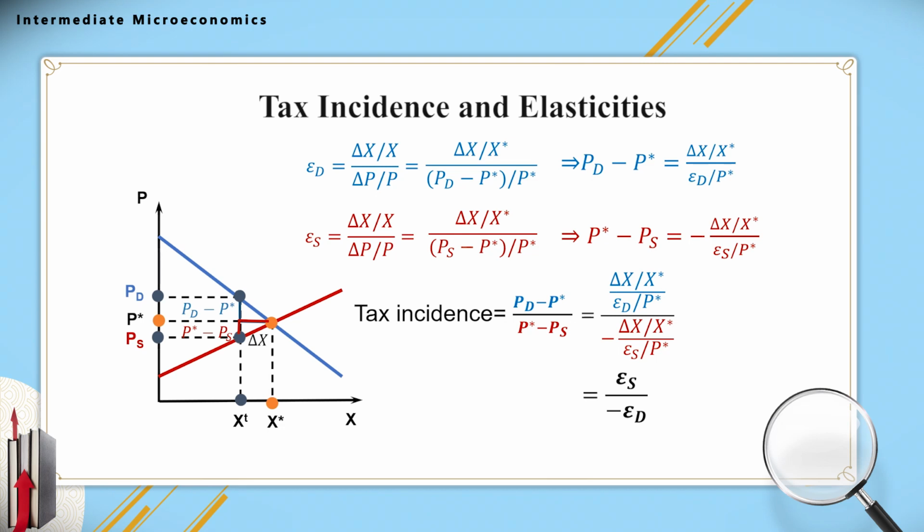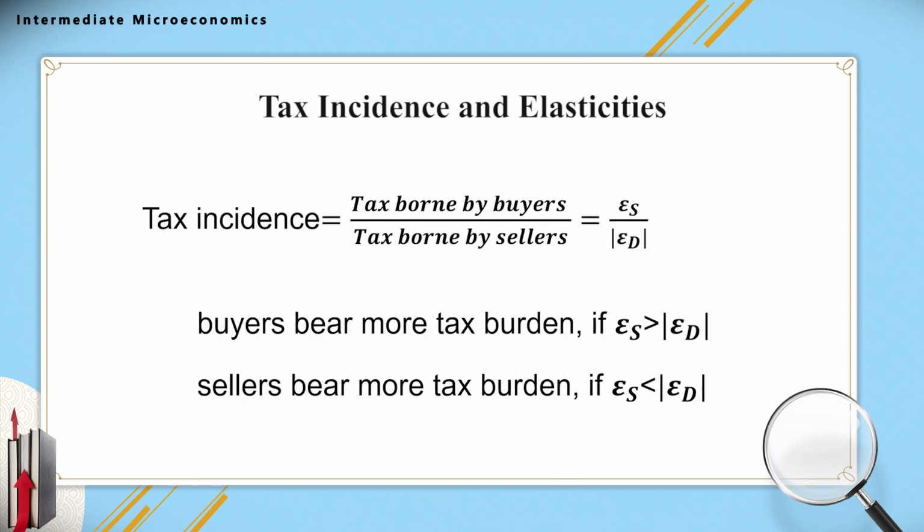Notice that the price elasticity of demand is negative. So a minus demand elasticity is a positive value. It shows the absolute value of elasticity. According to the result, we can see that if the supply is more elastic than the demand, the buyers should bear more tax burden. In the market, the elastic side could shift more tax burden to the inelastic side.